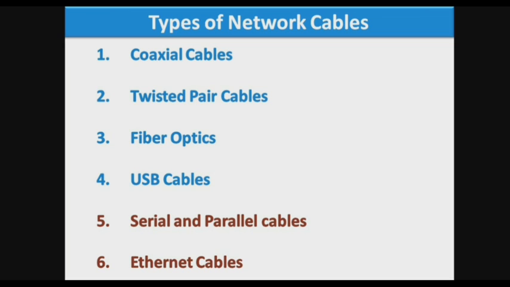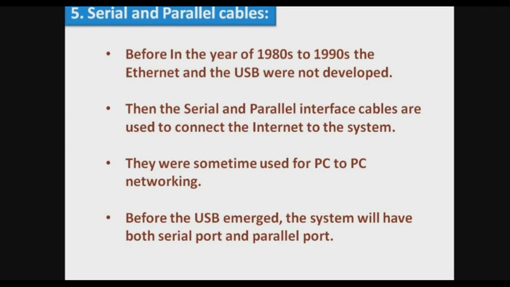In today's section, we are going to discuss the remaining network cables, that is serial and parallel cables, and then Ethernet cables. Okay, let's move on to today's section. First one, serial and parallel cables. Before the 1980s to 1990s, Ethernet cables and USB cables were not developed. So during these years, only 2 cables were available. One is serial cables and the other is parallel cables.